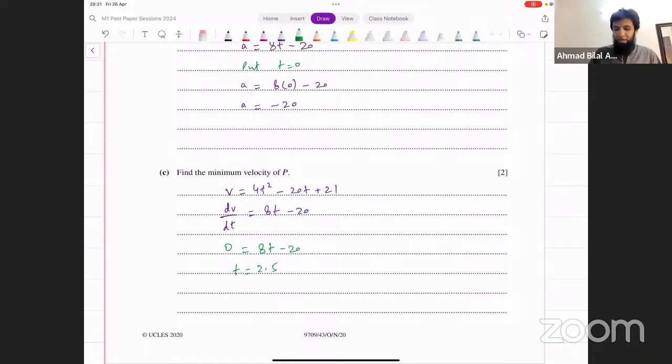Put this value of t back in the velocity function, and you get the corresponding minimum velocity. V equals 4 into 2.5 squared minus 20 into 2.5 plus 21, and that gives me negative 4 meters per second. That's the minimum velocity of P. All right, again, pretty straightforward. This is what we had to do here. Okay, let's move on to the next one.